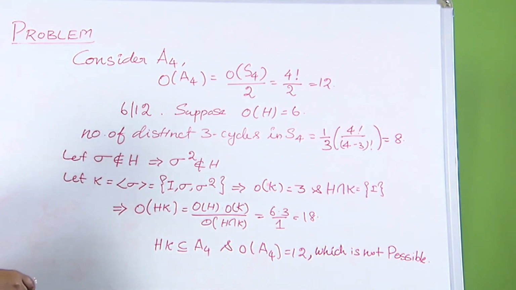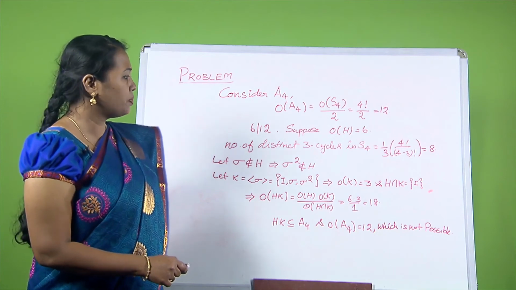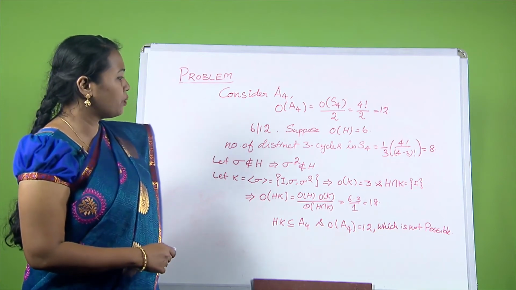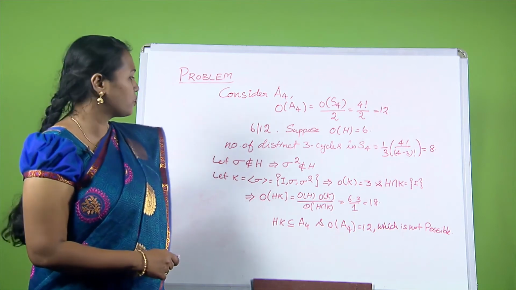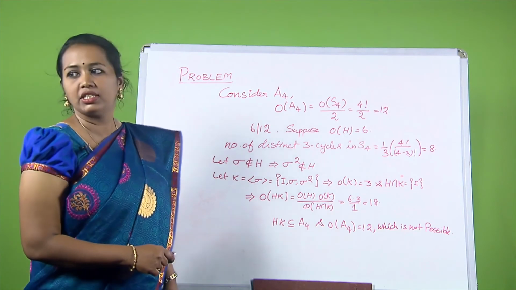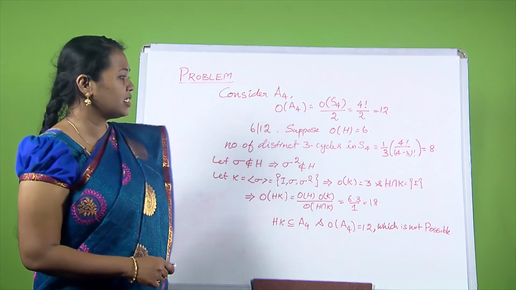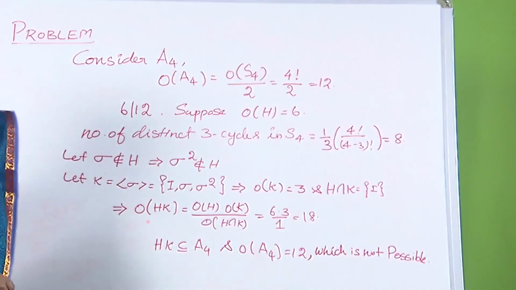Therefore this implies that order of K is equal to 3, and H intersection K will be {I}. Why is this so? Because H won't have sigma, it won't have sigma squared, but in K we have I, sigma and sigma squared. H will obviously have I. Therefore the only element common to both H and K will be I, and therefore H intersection K is equal to {I}. Now let us consider the order of HK.